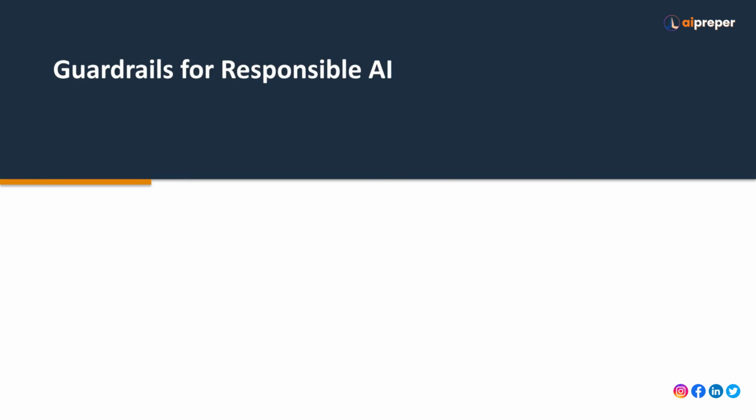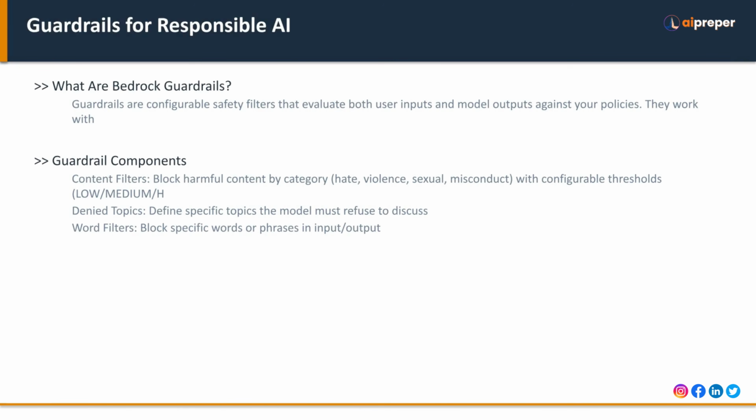Next, we move to Module 2, Guardrails for responsible AI on the AWS AI platform. Bedrock Guardrails are configurable safety filters that evaluate user inputs and model outputs against your policies. Components include content filters for harmful categories, denied topics, and word filters for blocking specific phrases.